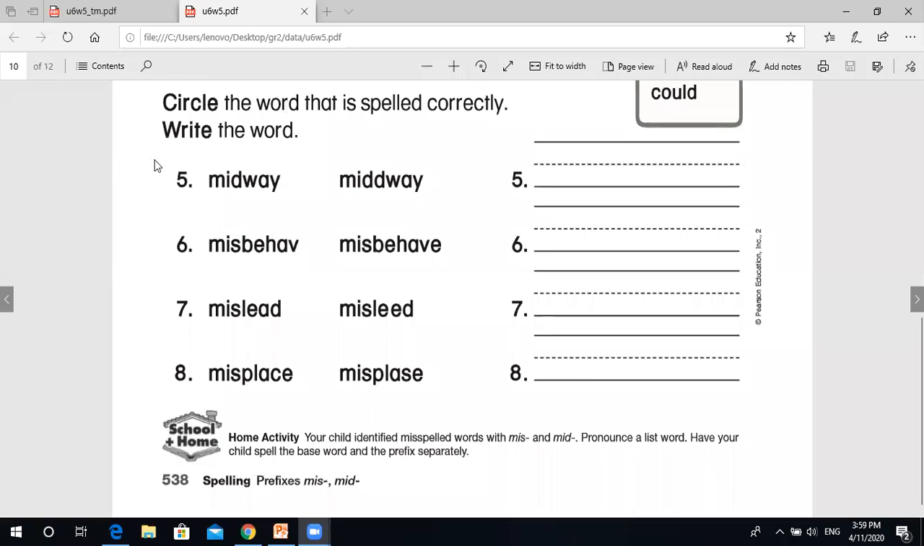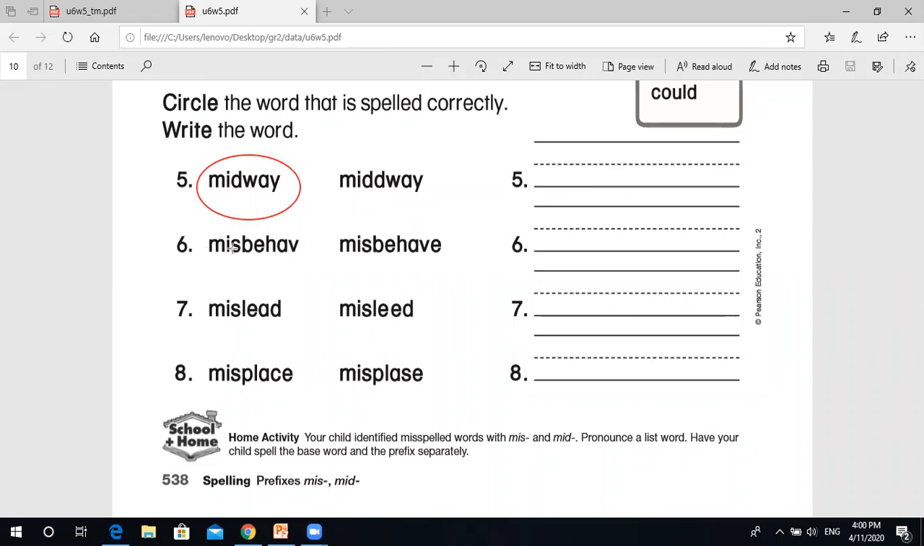Now the last question, it's an easy question. Circle the word that is spelled correctly and write the word, okay? Midway, double D, way. Which one is the correct one? Just one D or double D? Just one D. So circle the first one and rewrite it on the other side.